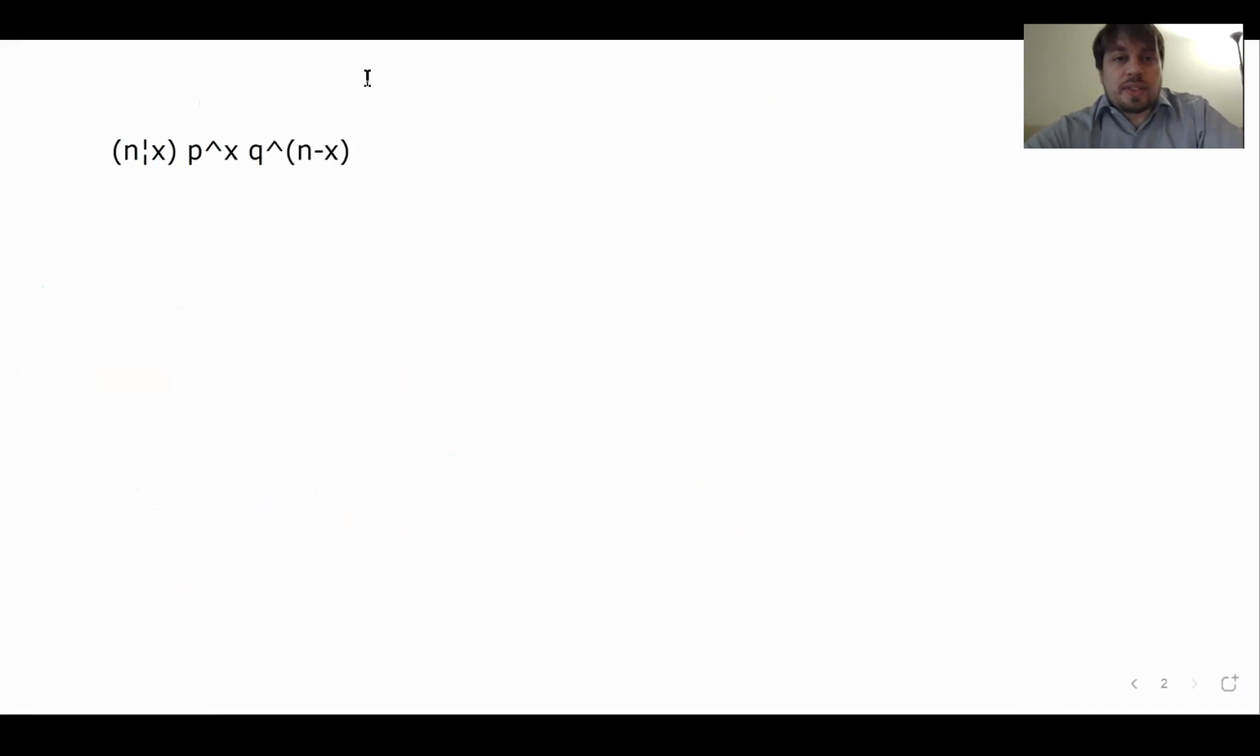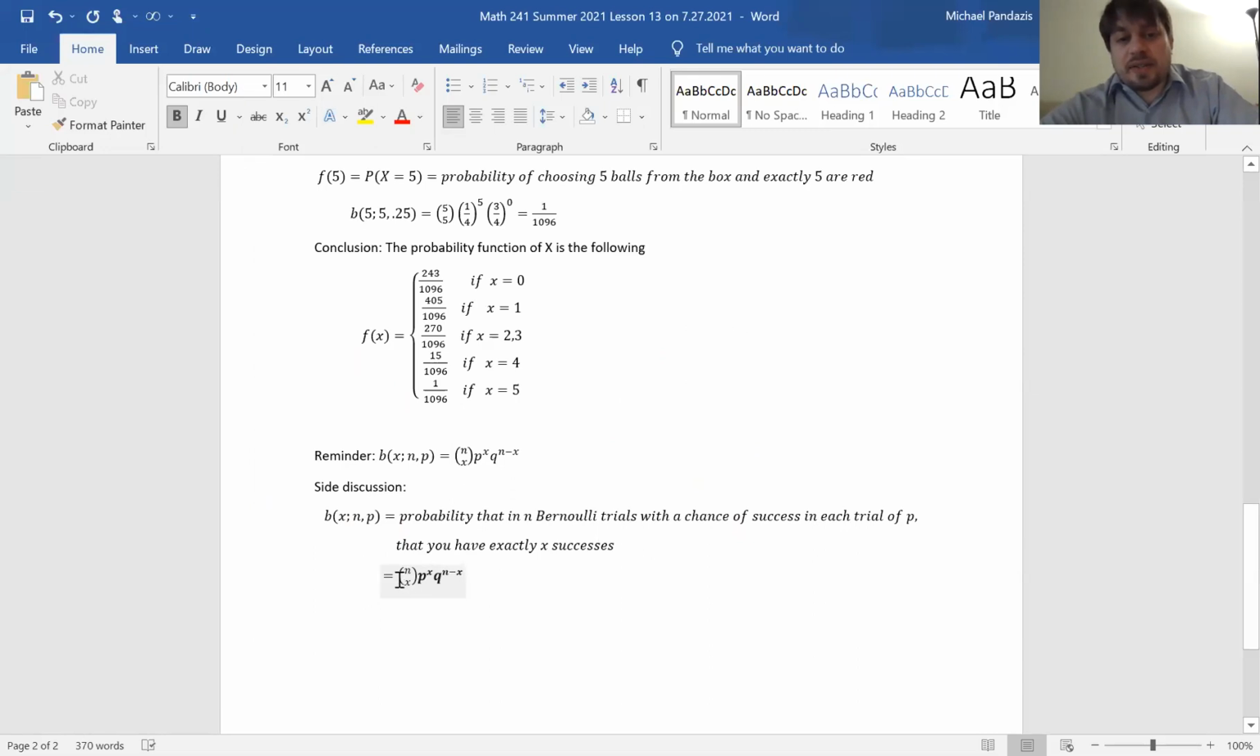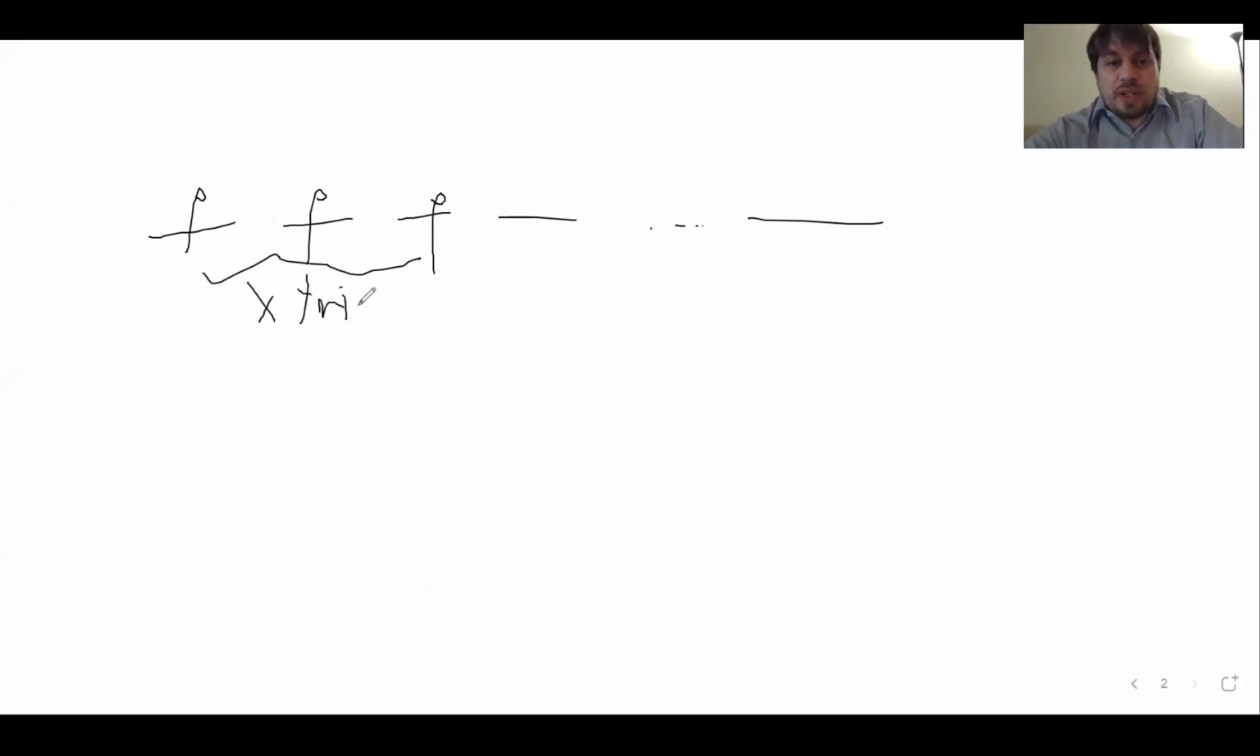That doesn't look good. Okay, remember the thing I'm talking about, maybe write it down. I'm talking about this and specifically this part. I'm going to go to the whiteboard. p to the x times q to the n minus x. So let's say you have n Bernoulli trials, and let's say you succeed in the first x trials. Now I'm assigning an order to these trials. So in the first x trials, you succeed.